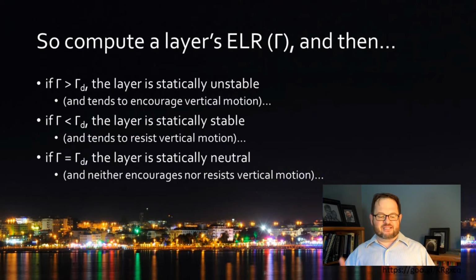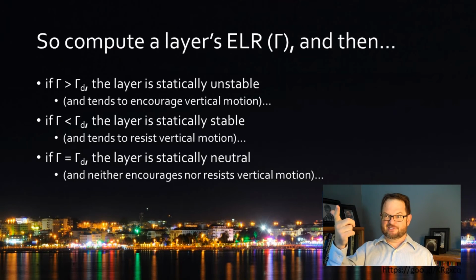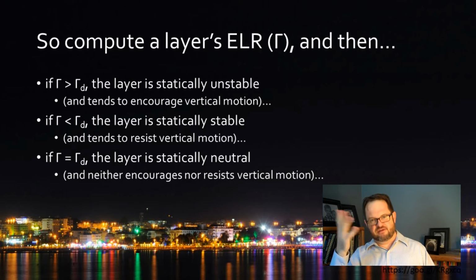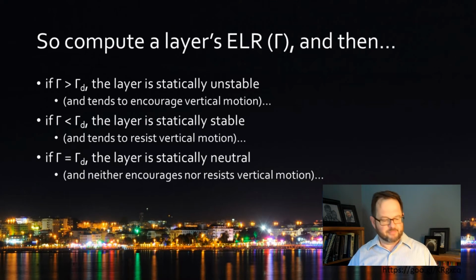This means that there are basically three little rules that you have to remember if you want to figure out the static stability of a layer. You have to compute the layer's environmental lapse rate, ELR. Well, that's not such a big deal. It's just arithmetic. You take the temperature at the top minus the temperature at the bottom, and you divide it by the distance between the two, and then there's a negative sign in front of it. Big whoop. Then you just apply these three rules.